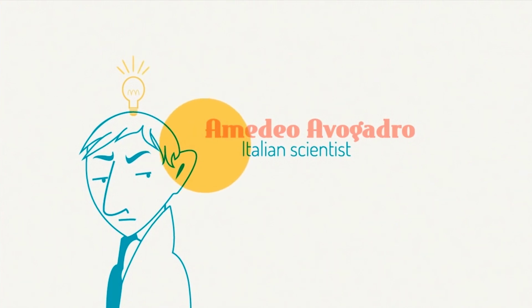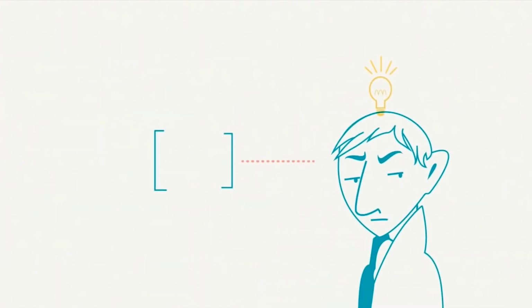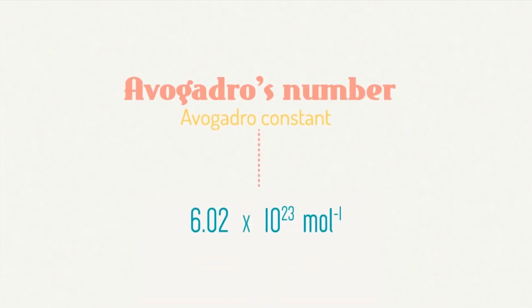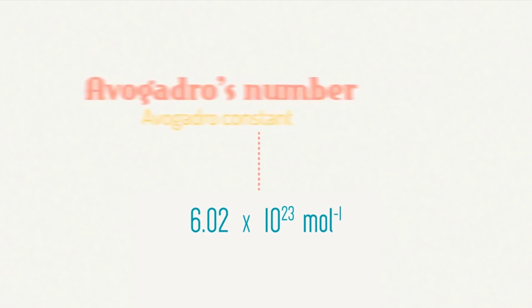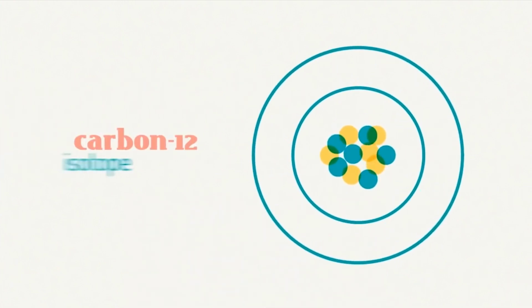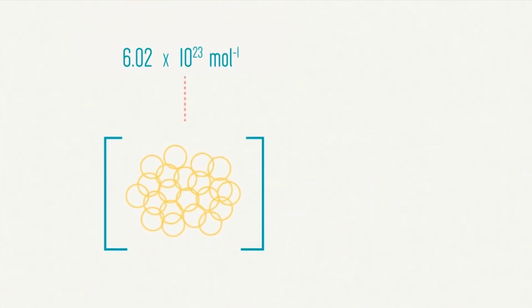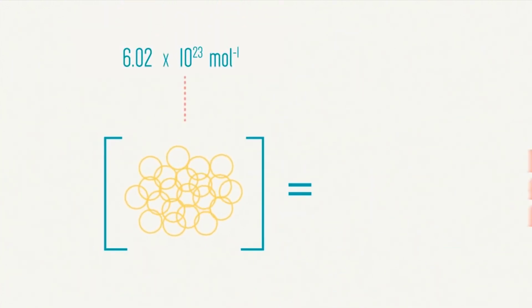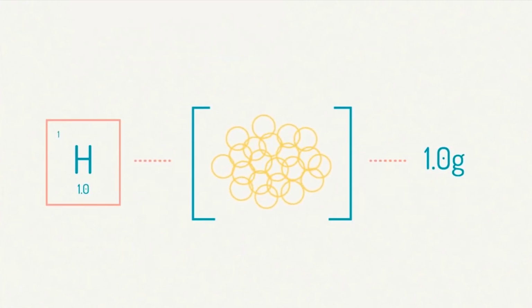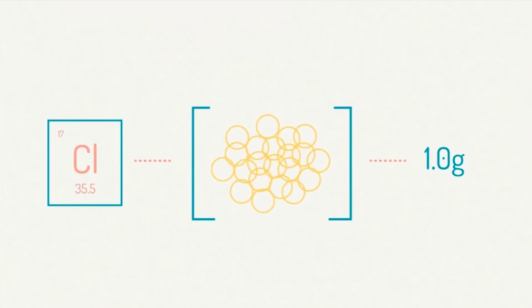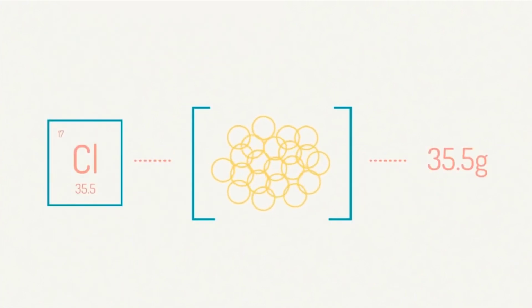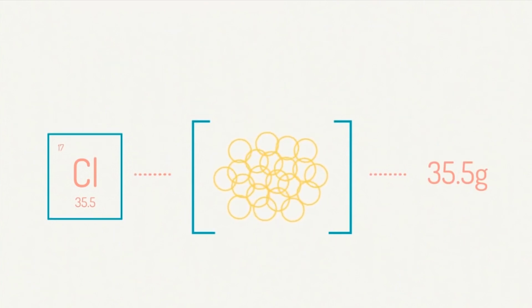Amedeo Avogadro was an Italian scientist. He gave his name to represent the number of particles in a mole. Avogadro's number, Na, or the Avogadro constant, is 6.02 × 10^23 particles per mole. It is the number of atoms per mole of the carbon-12 isotope. For atoms, the mass of Avogadro's number of particles is equal to their relative atomic mass in grams.